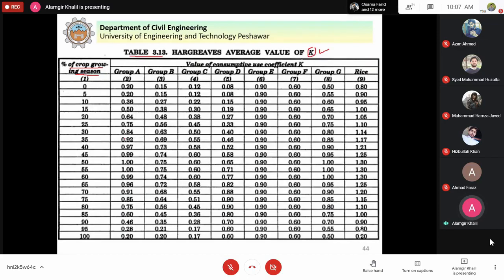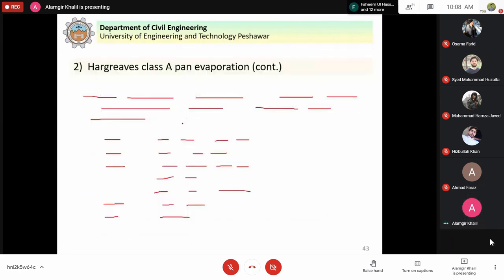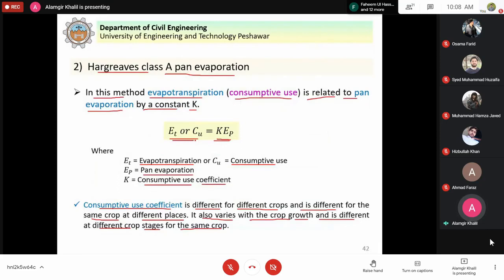And then for these 8 groups, you can see here group A, group B, group C, group D, group E, F, G, and we have rice. So for different percent of the growing season, from 0 to 100%, these K values can be taken from here in estimating the consumptive use or evapotranspiration.